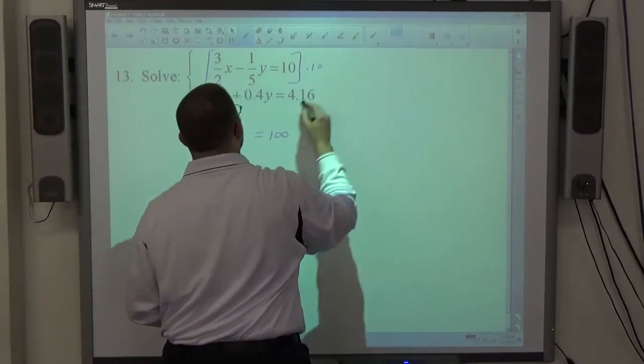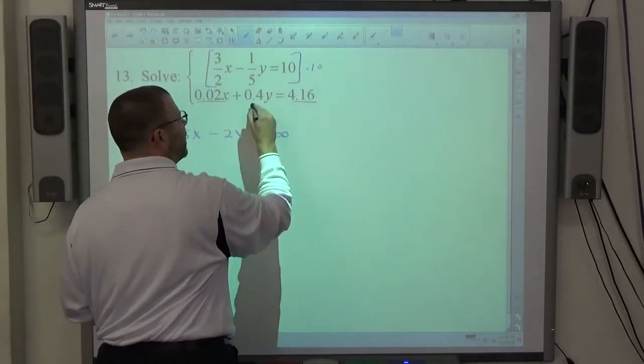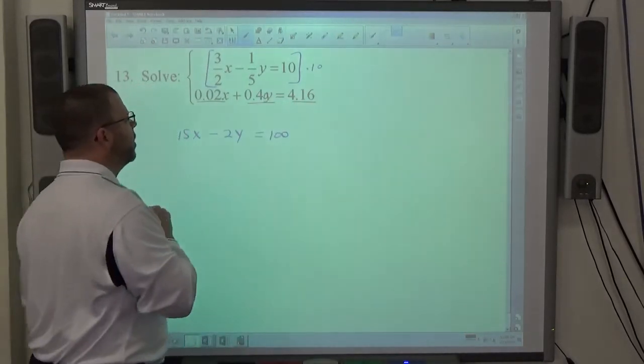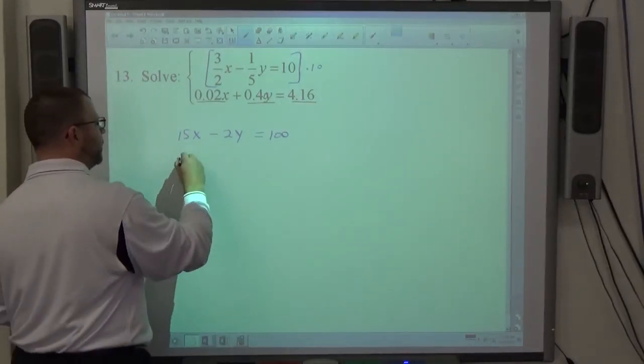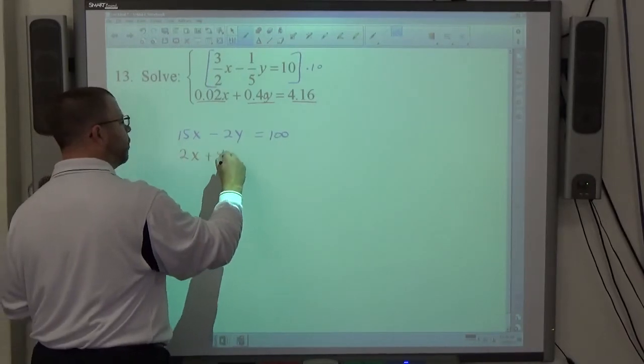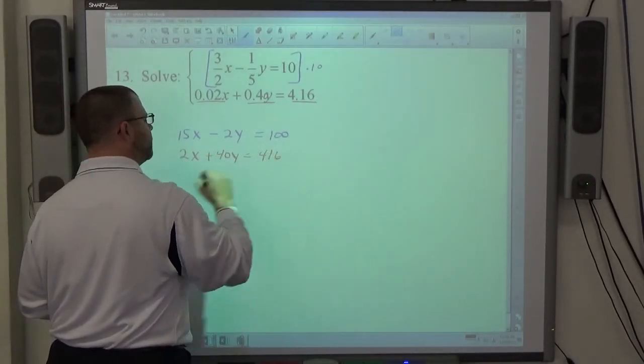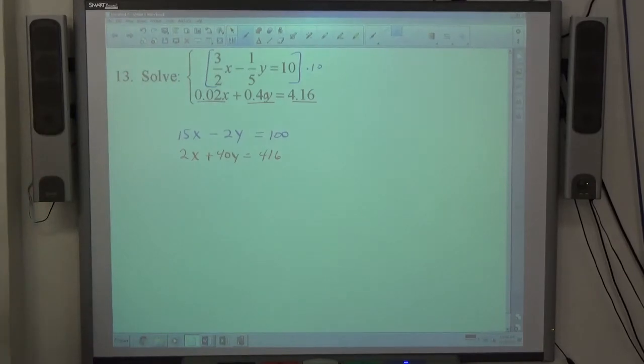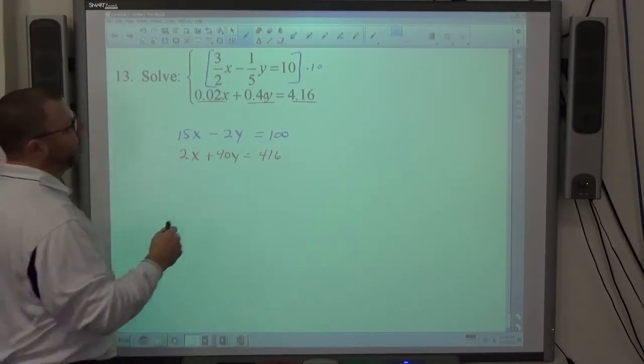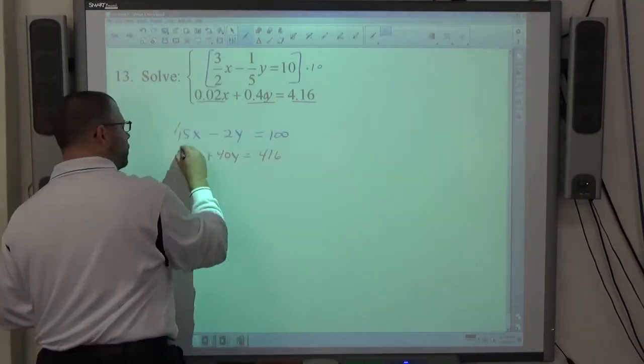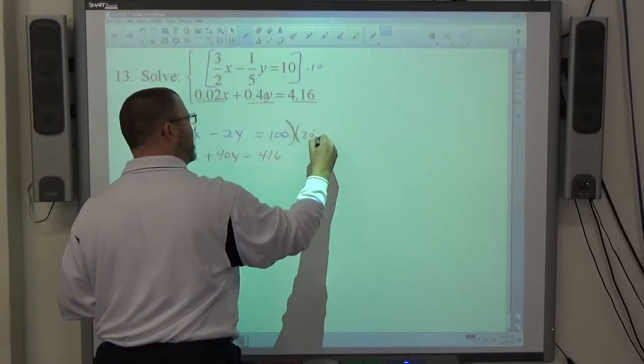The bottom equation, 2 decimal places, 2 decimal places, 1. So now it has 2. Just drop the decimals off. So I get 2x plus 40y is equal to 416. At this point I have to get rid of something. I'm going to get rid of the y's because the signs are already opposite. So I'm going to multiply the top equation times 20.